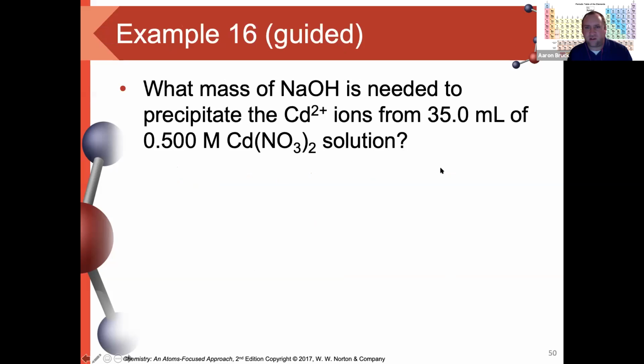All right, let's do another example. This one's a different one. This one is not a titration, so we're going to have to use solution-based stoichiometry. What mass of sodium hydroxide is needed to precipitate the cadmium-2 ions from 35 milliliters of 0.500 molar cadmium-2 nitrate solution? Okay, so there are some layers in here that are important.